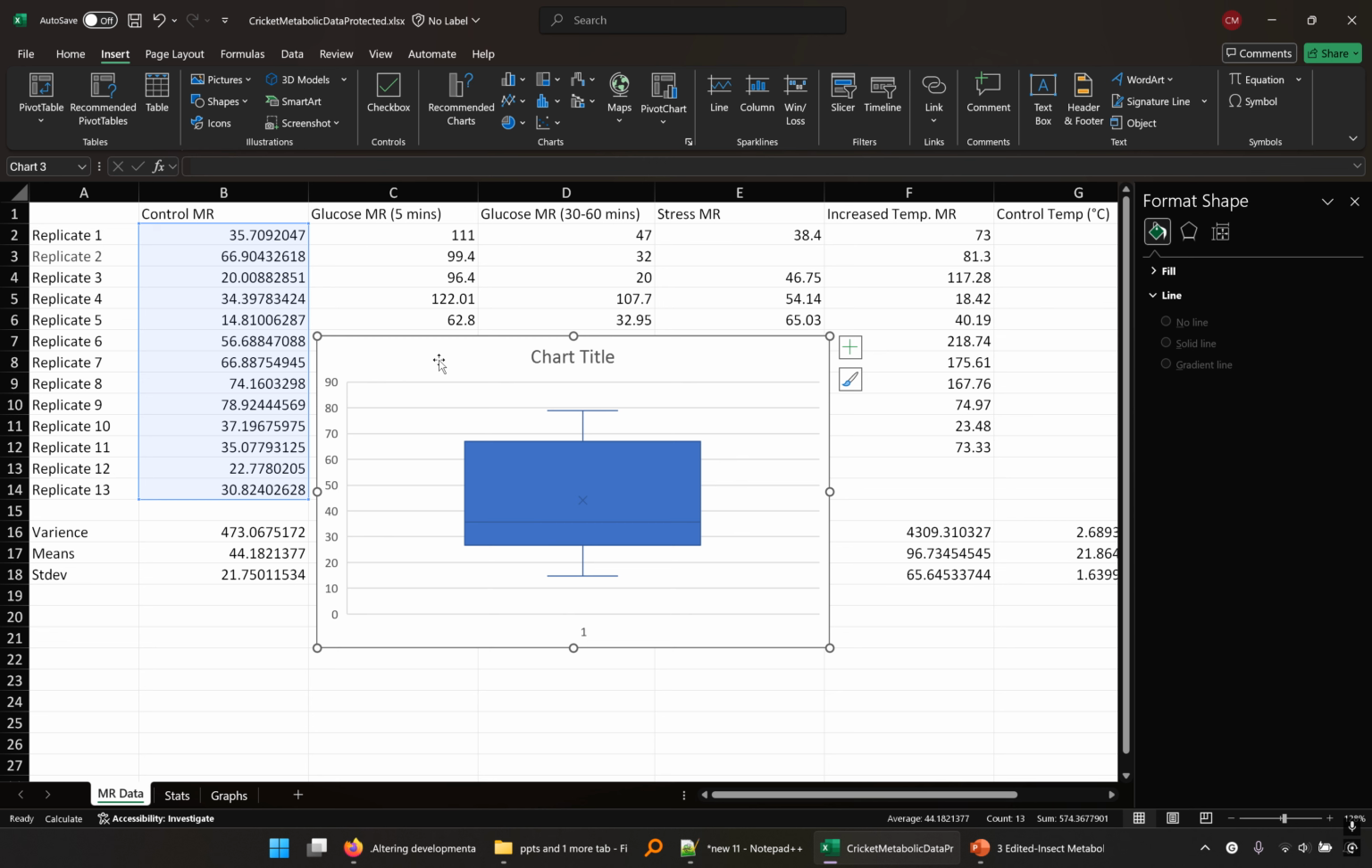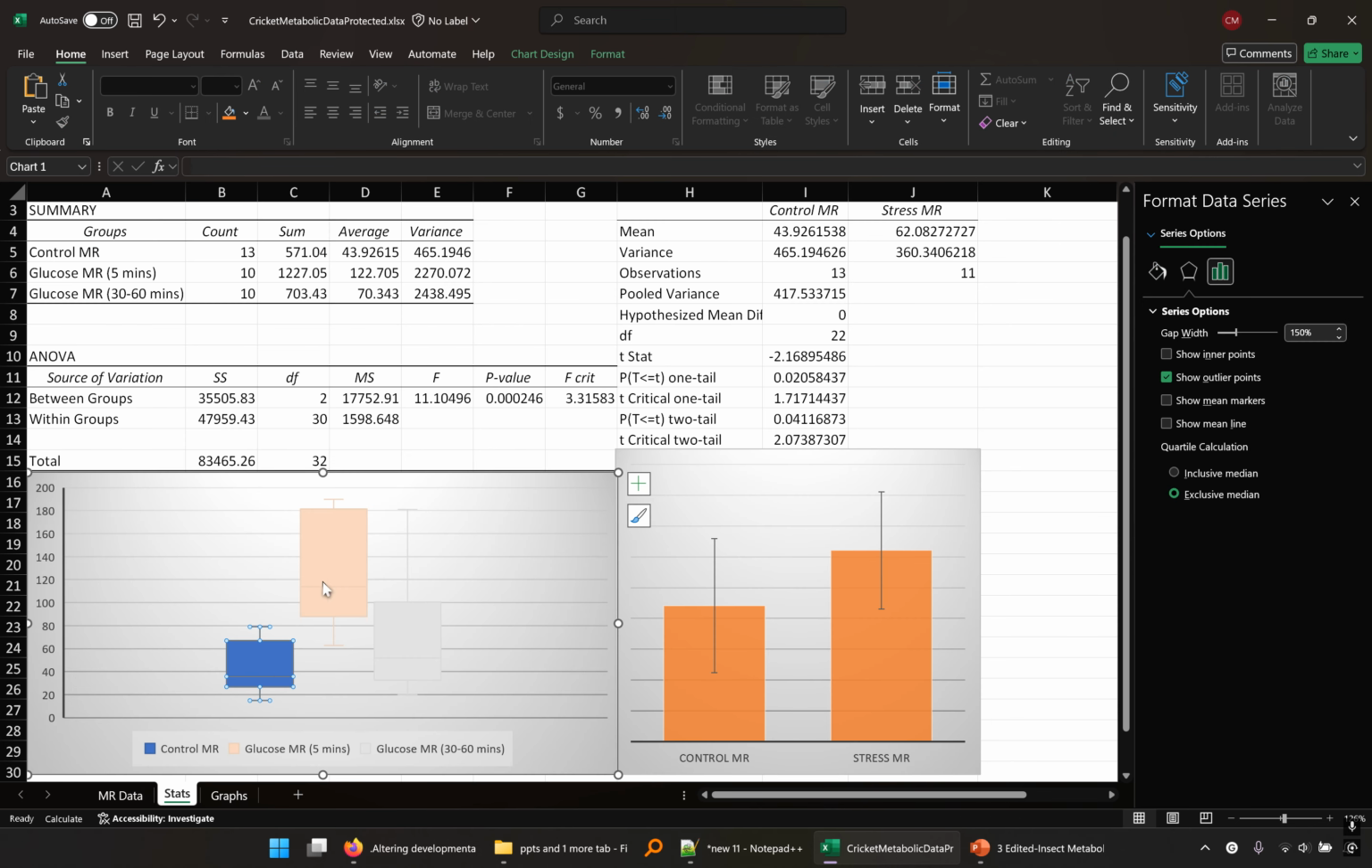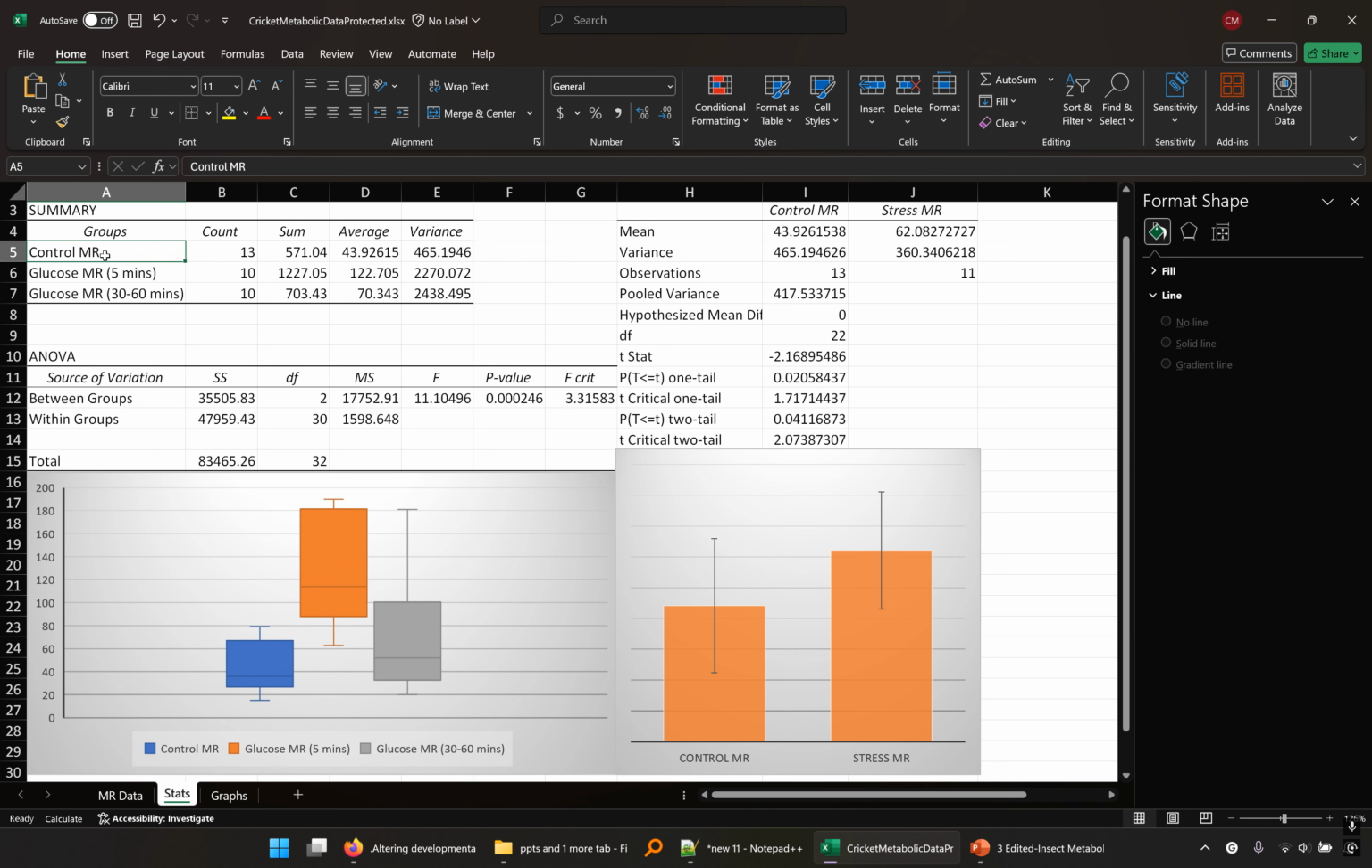Whenever you have each one of these, you have them as individual sections. What ANOVA is doing is for groups of greater than 2, it's going to be looking at the sources of variation. So between groups is talking about how wide this normal distribution is between everything.